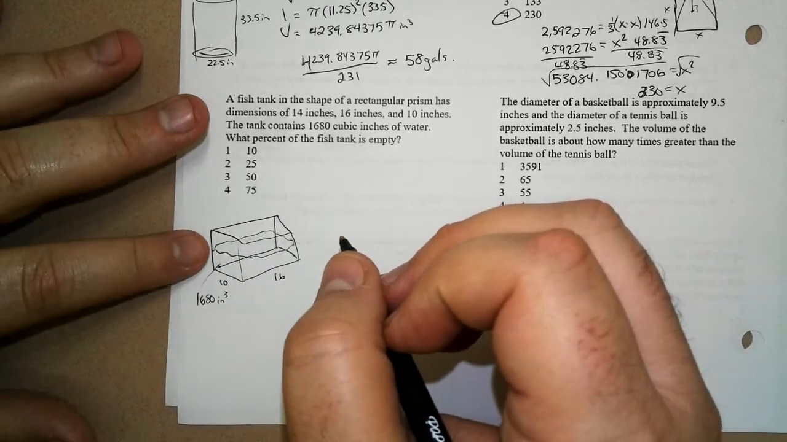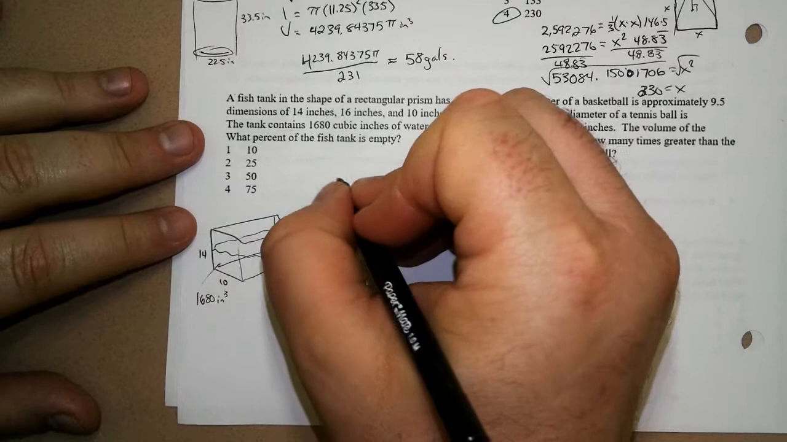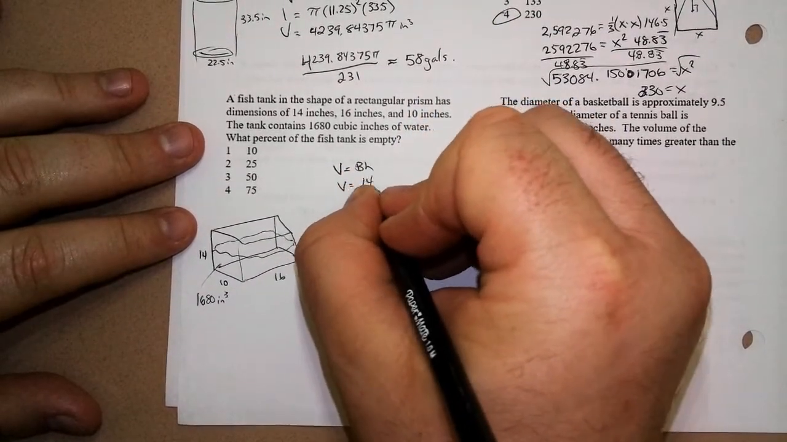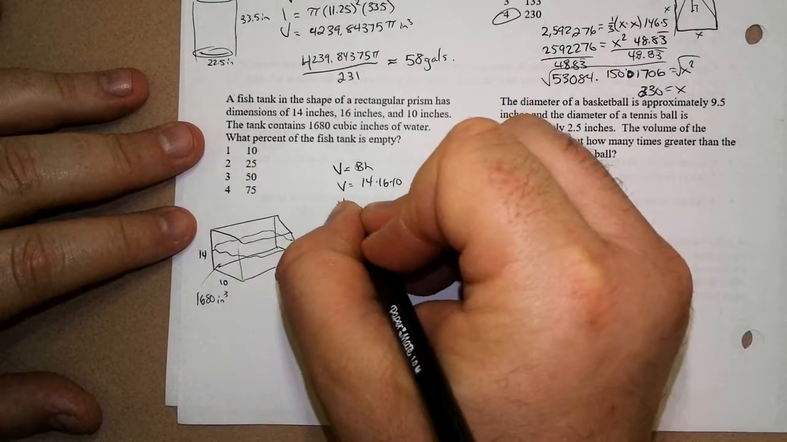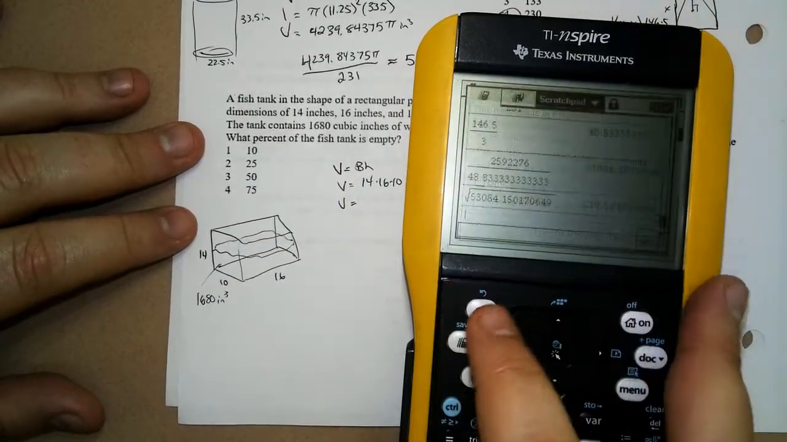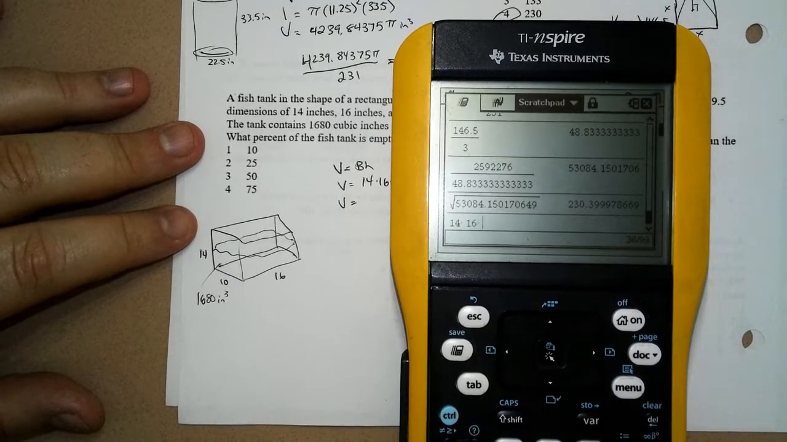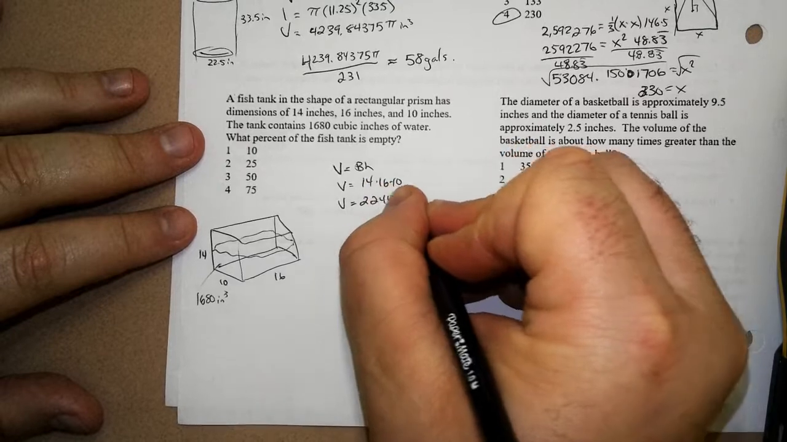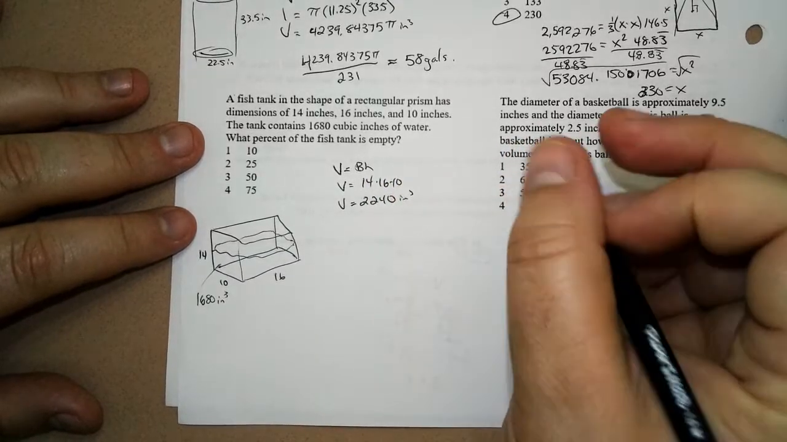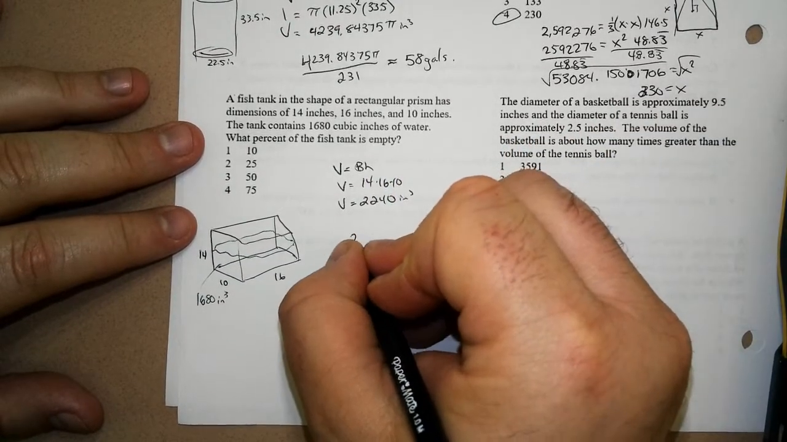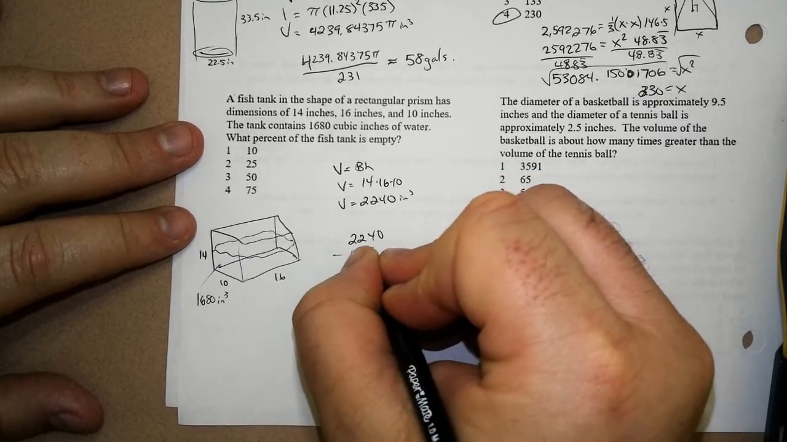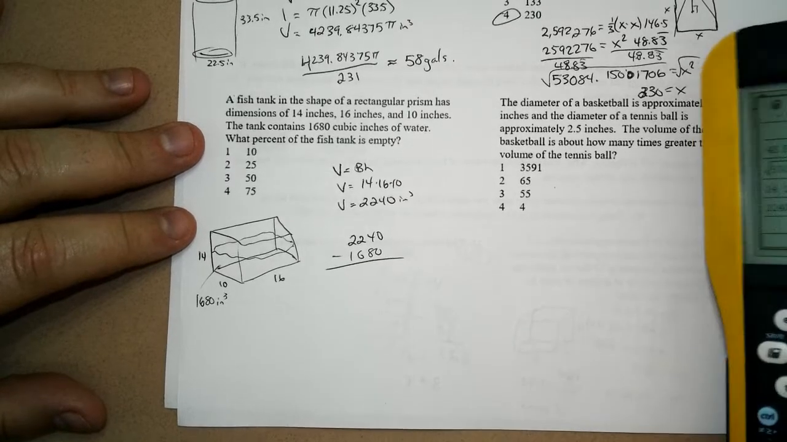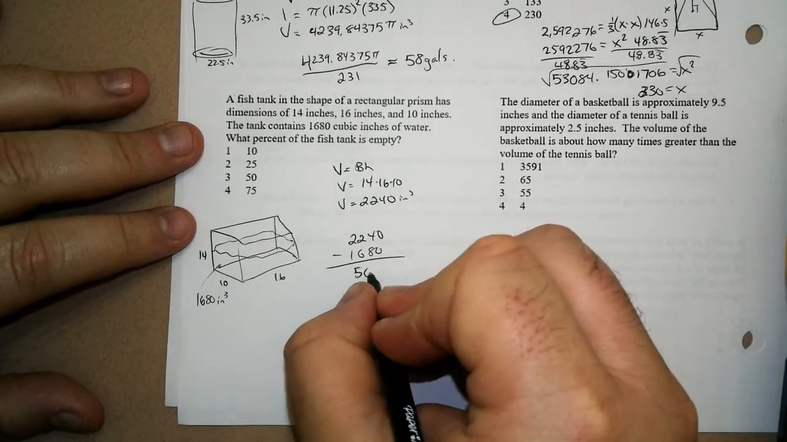So what we need to know is how much the fish tank actually holds, and then I can tell you that. So what we want to do is calculate the volume, area of the base, right, times the height. So it's just 14 times 16 times 10. And we get 2,240. So now we need to know how much is empty, right? So we're going to subtract. So 2240 minus 1680. And we end up with 560.